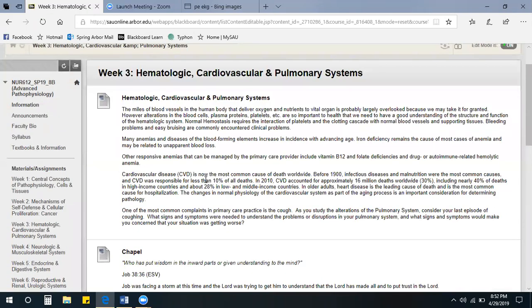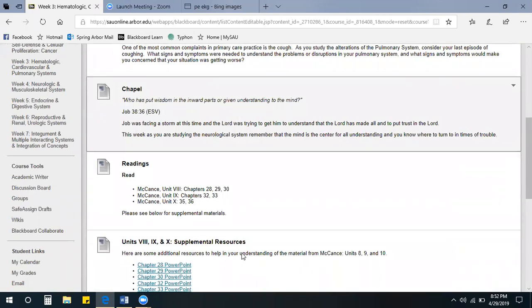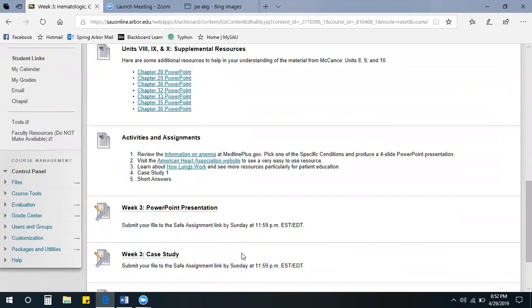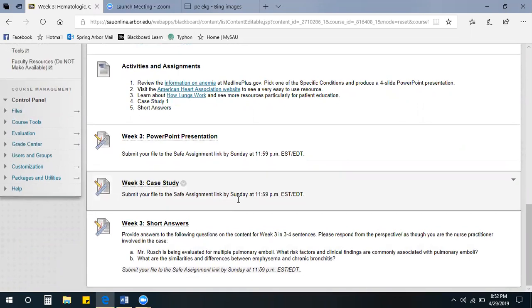This is always a very difficult week for everyone. Cardiovascular, pulmonary, and hematology can be difficult to grasp. I know there's a lot of material. Everybody did really good on your PowerPoint presentations and the other assignments as well. I'm very proud of everyone so far.